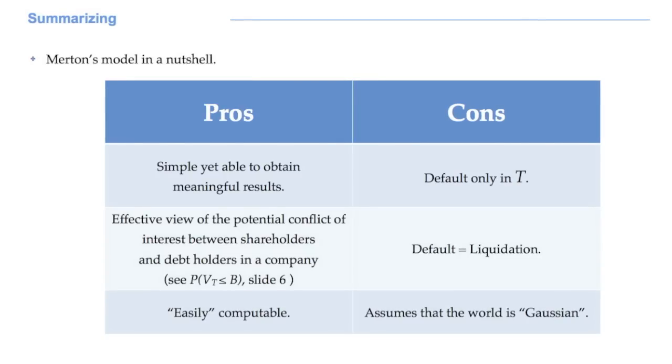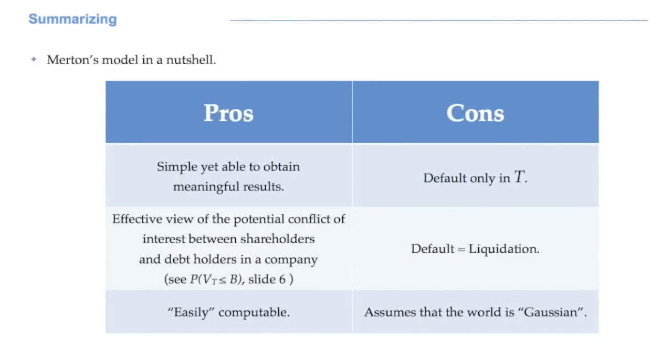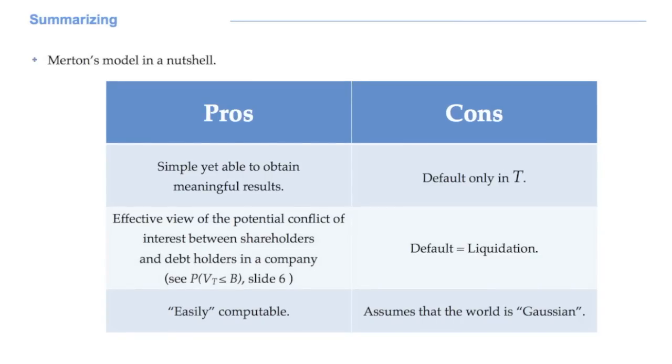It is very interesting to see how Merton's model is able to depict the potential conflict of interest between shareholders and debt holders. The first ones have an interest in the firm investing in risky projects that increase the volatility of the underlying security, but may guarantee higher returns, while the second ones prefer a less volatile and less risky assets value.